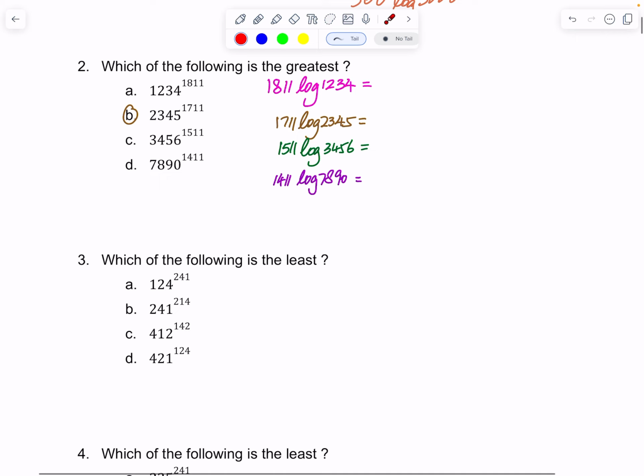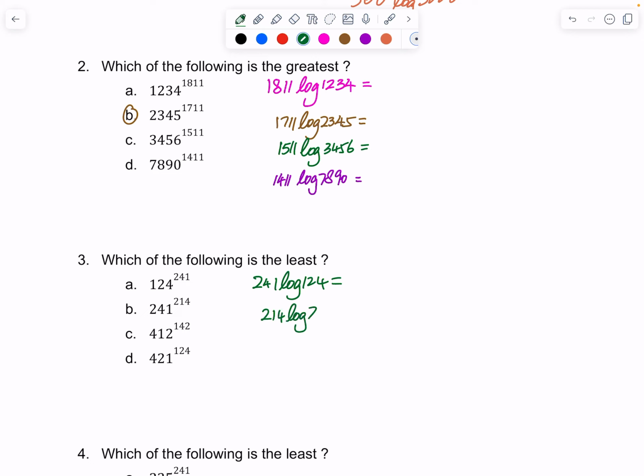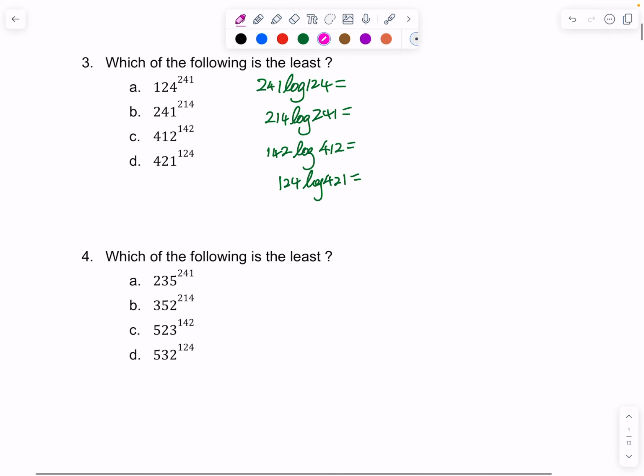Oh, number 3, read the question. You need to find the least. So power first, log, you get the value, power first, log, you get the value, power first, log, and then after finding everything, you see which one is the least. The last one as well. The last one I just forgot to change the powers. I was going to do it, but then you know how lazy I am sometimes. Okay?